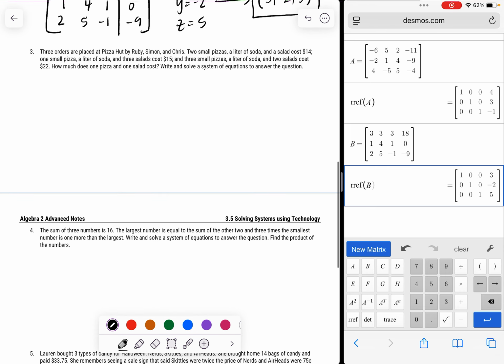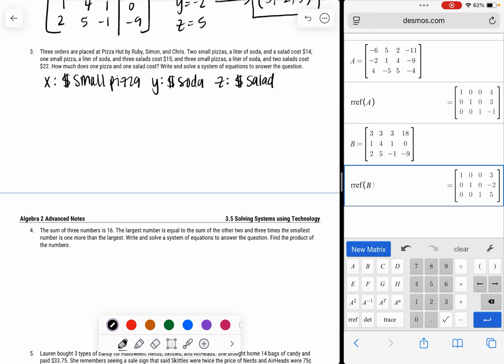So the first one says 3 orders are placed at Pizza Hut by Ruby, Simon, and Chris. 2 small pizzas, a liter of soda, and a salad cost $14. I like to come in as soon as I can identify what I'm looking for. I like to write it down. So I'm trying to find the cost of a small pizza. And once you start seeing things listed, it kind of gives it away. Small pizza, we'll say a soda, and the last item is a salad.